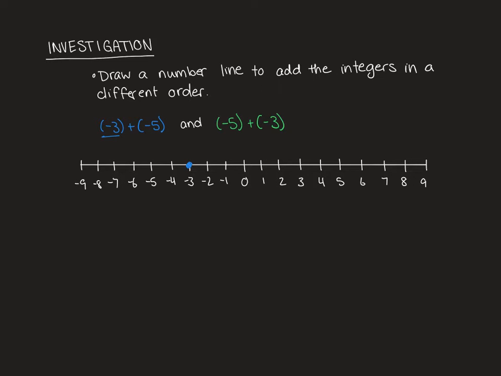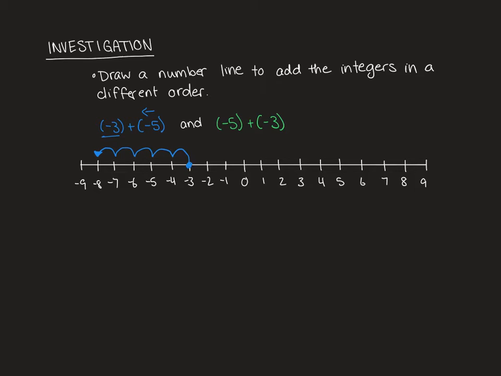So I will locate that on my number line. And then I'm adding -5. So the -5 tells me that I am moving to the left 5 places. So 1, 2, 3, 4, 5. So I end up at -8.